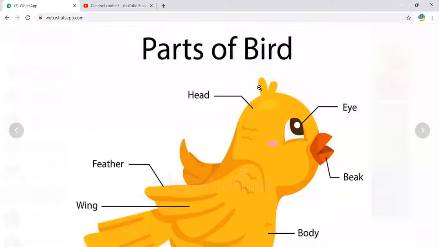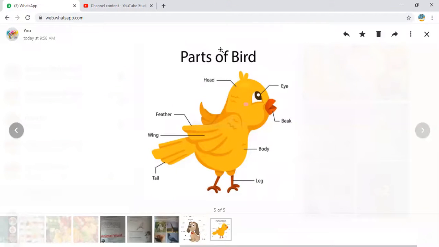If you observe the bird, what are the parts of the bird? First one, head. Next, you can see the eyes also. Beak. Animals have a mouth and birds have a beak. Next is the body. Then the legs and the tail. Next, the wings and feathers. Yes, these are the body parts of a bird. A bird has a head, eye, beak, body, leg, tail, wing, feathers. These are the body parts of a bird. Very good. Now you have seen the body parts of a bird.